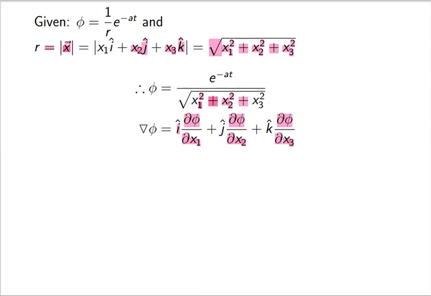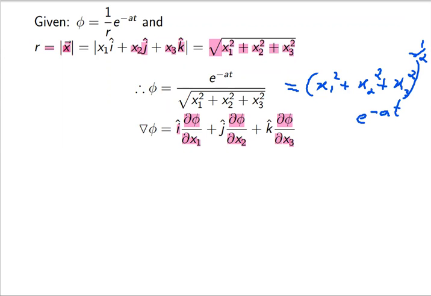So phi is this, and we have to differentiate with respect to x1. We can write this as e power minus at as it is, and the denominator as x1 square plus x2 square plus x3 square whole to the power minus half. Now, differentiation of this with respect to x1.